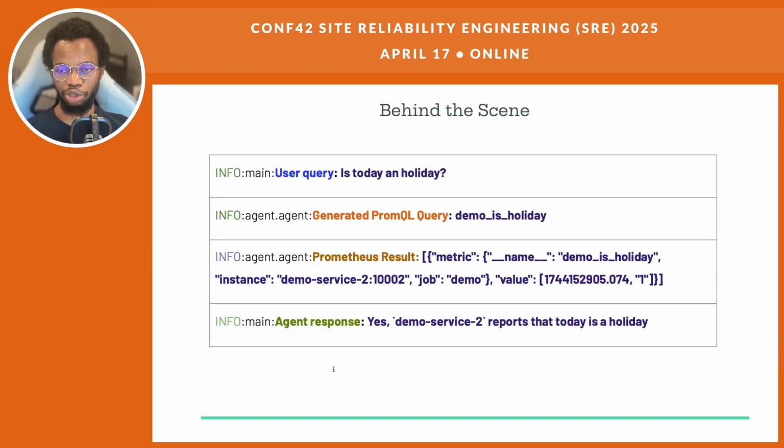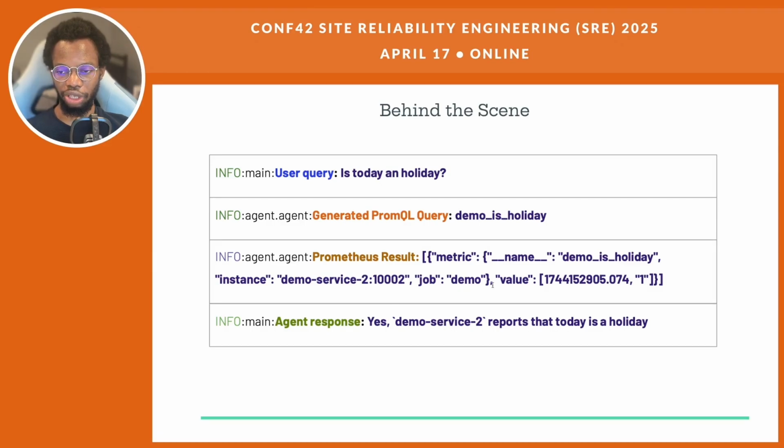Behind the scenes, as promised, these are basically the logs from the backend system letting us know exactly what transpired. In the case of the first example message, the user query is, is today a holiday. Then the AI agent generated this corresponding PromQL query, which is demo is holiday, right? And then this generated PromQL was run by the AI agent using function calling on the Prometheus instance, and Prometheus returned this response. If you pay attention to this, you will see the instance name is demo service 2, which is why the response talks about demo service 2.